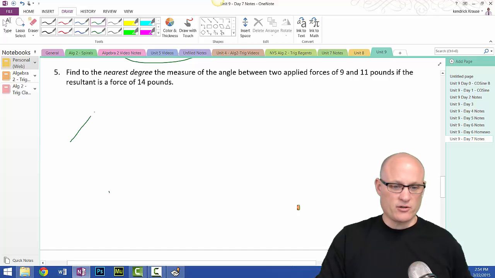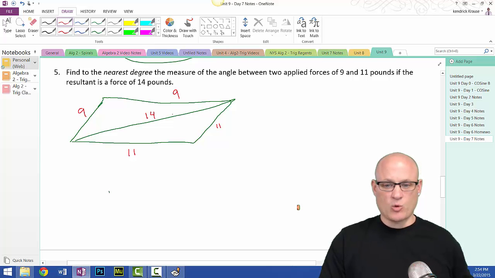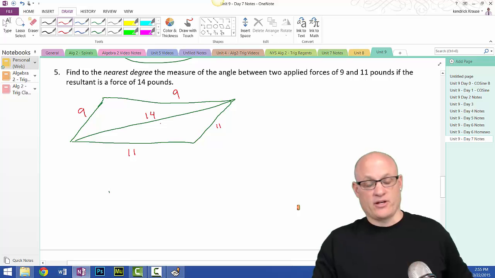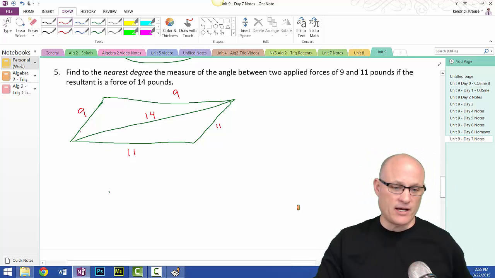So we're going to draw in our first forces and finish our parallelogram just like we have always. I'll draw in my resultant. And then let me pick a different color. It says that we have 9 pounds, 11 pounds, and 14 pounds. And let me just finish this 11 and 9. And the question says, find to the nearest degree the measure between the two applied forces. So I really want to find this angle right here.